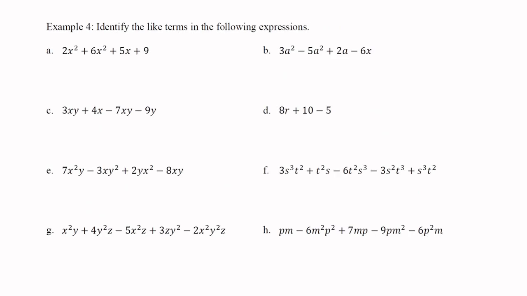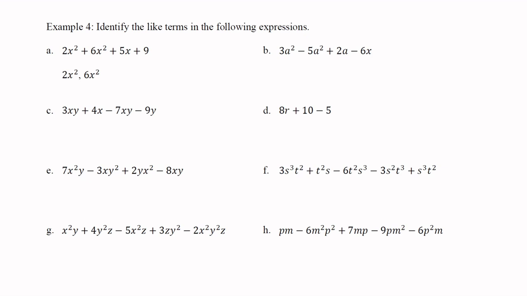All right, in example 4, we're going to identify the like terms in the following expressions. Starting with example A, we have 2x squared plus 6x squared plus 5x plus 9. So to identify the like terms, we need to find terms that have the same variable with the same exponent. And the first 2 here are clearly what fit that bill. We've got 2x squared and 6x squared. So those are our like terms.